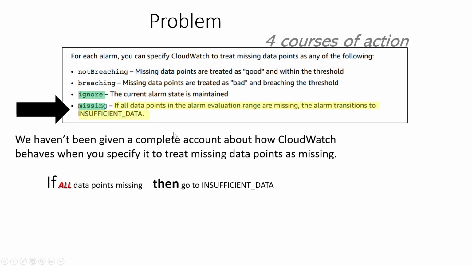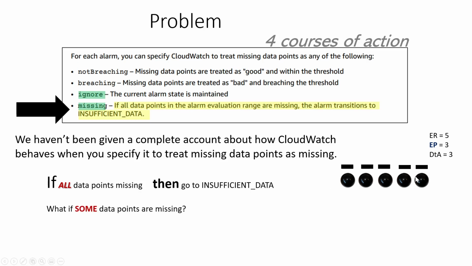Because what it gives us is a condition that says if all data points are missing, then go to insufficient data. Okay, so if it's like that, go to insufficient data. Okay, that's fine. But what if some data points are missing? Okay, what if it's like that? What happens then?